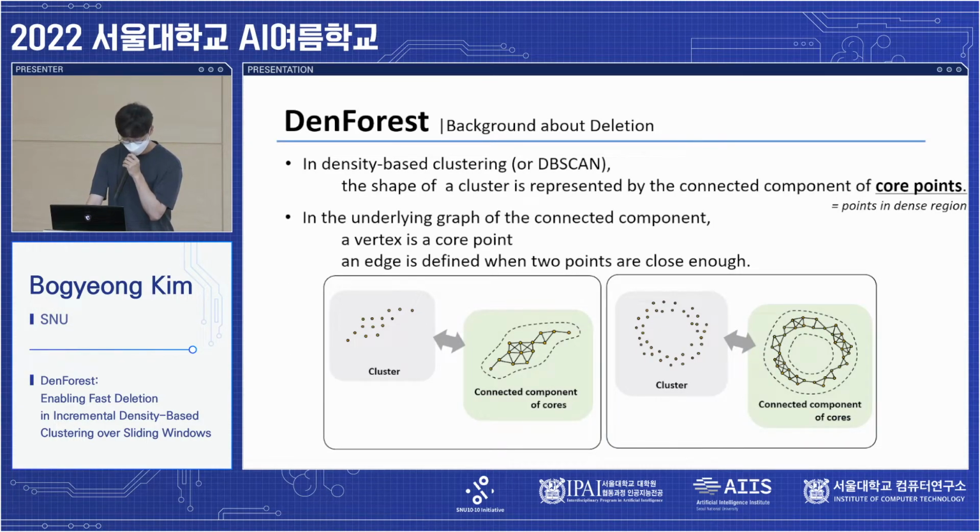Before introducing DenForest, let me explain some background about the deletion. Basically, in density-based clustering or DBSCAN, the shape of a cluster is represented by the connected component of core points, which are points in dense regions. In the underlying graph of the connected component, a vertex is a core point, and an edge is defined when two points are close enough. By representing clusters with connected components of cores, DBSCAN clusters can have irregular shapes.